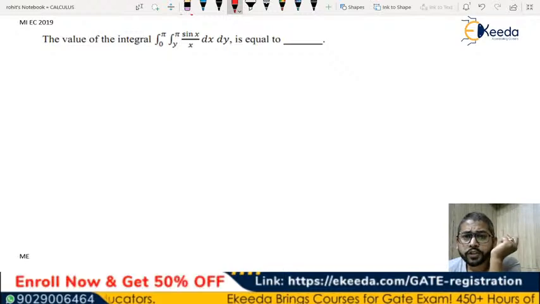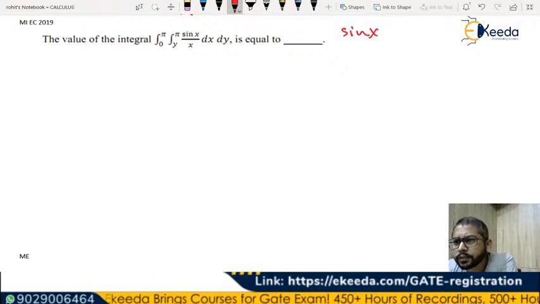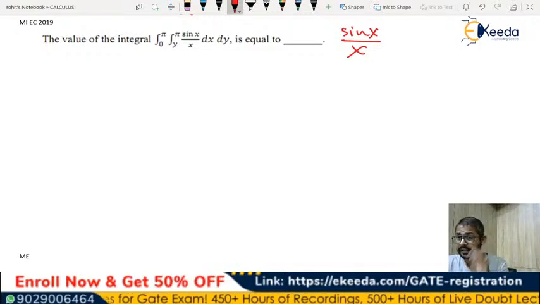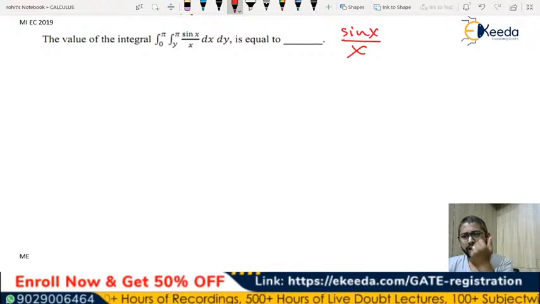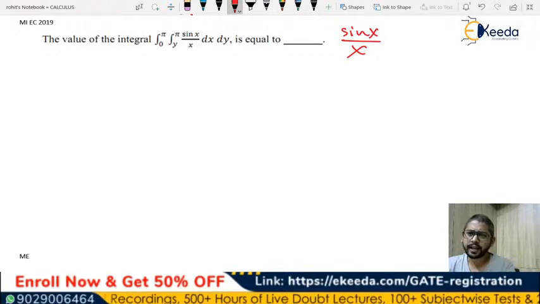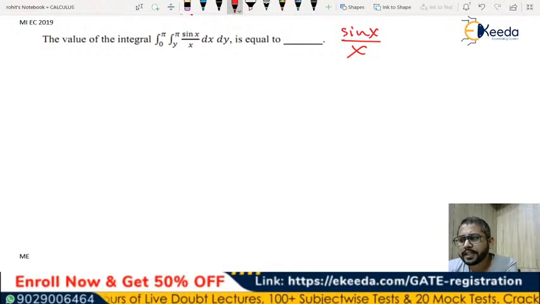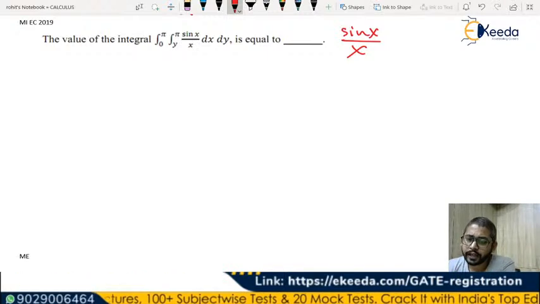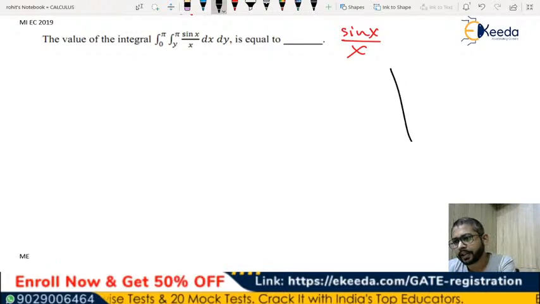Let's see. In this case, obviously you can see there is a function sin x by x, and you know there are many methods which will fail to integrate this, like integration by parts, substitution, or manipulation. Anything will not help you, right? So what you can do is change the order of integration, and maybe that will be of some help. Before that, you need to find the region enclosed for this double integration.